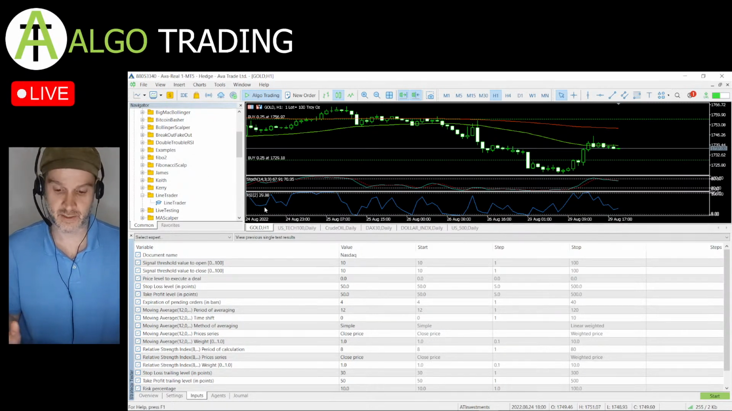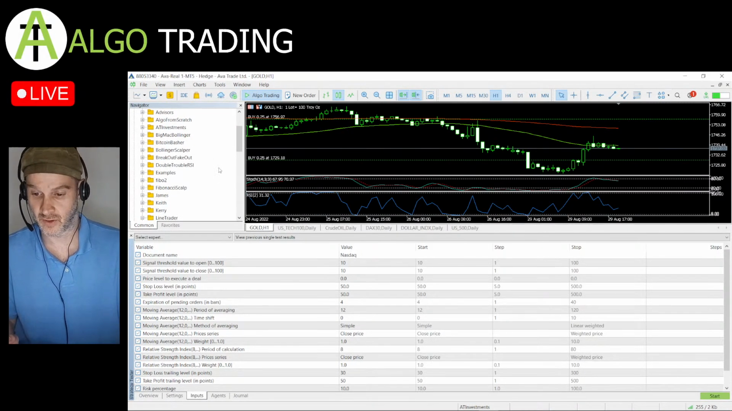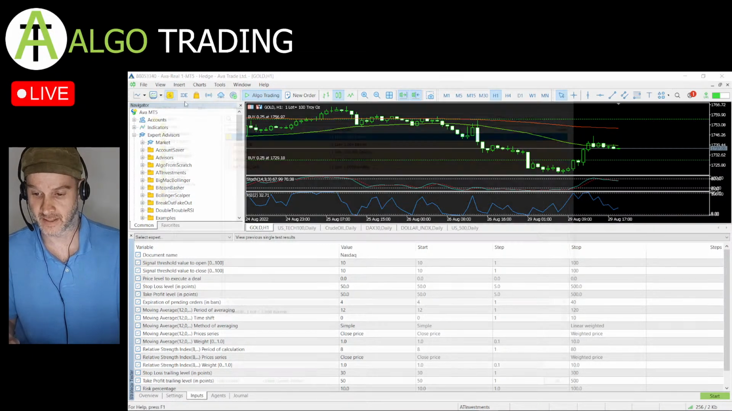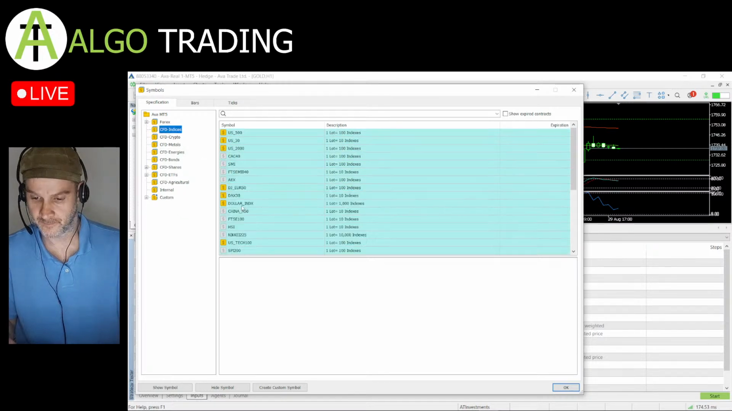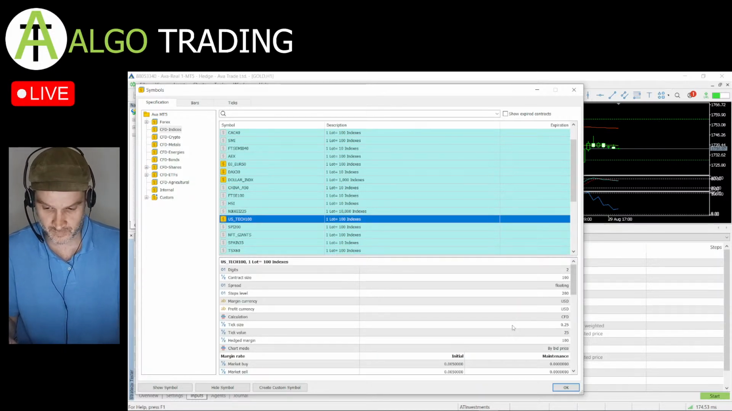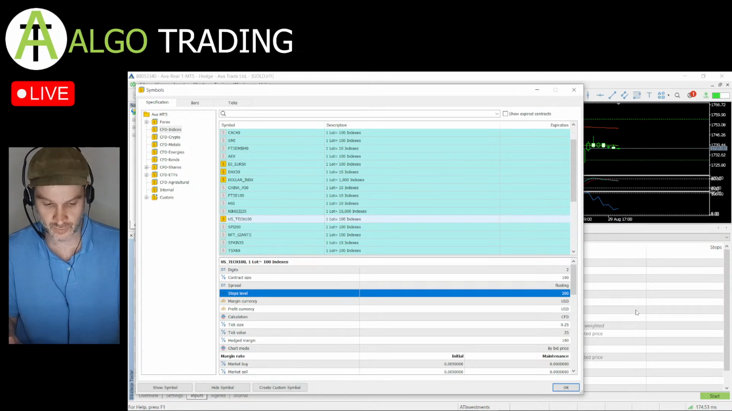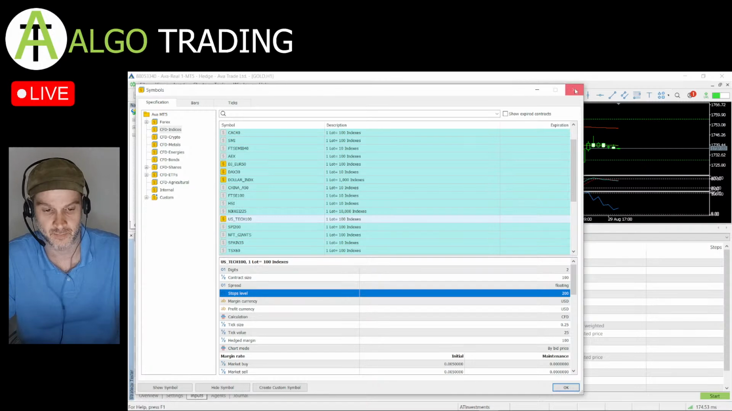Now first we need to see what the stop levels of the NASDAQ are. So we'll go into our symbols, go to indices, NASDAQ, let's find Tech 100. Tech 100, and the stop levels are 200. So we're going to go up in moves of 200 when we set our stop losses and trailing stops.